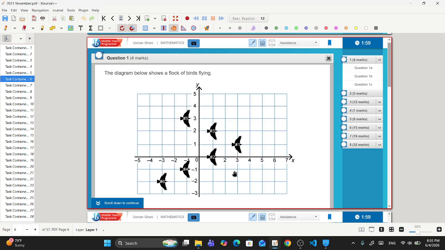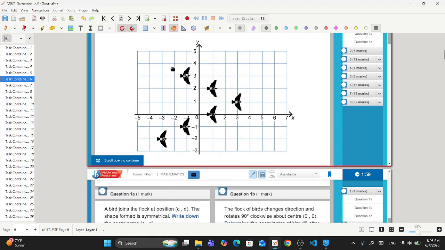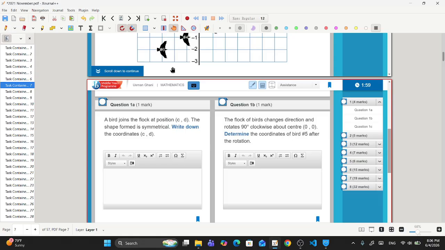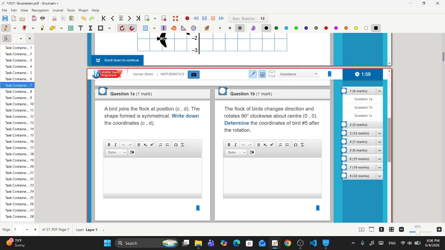The first question is talking about a flock of birds which is flying. The first part says the diagram below shows a flock of birds flying, and this is a complete 4 mark question. Part A says, a bird joins the flock at position C, D. The shape formed is symmetrical. Write down the coordinates. Now, this point basically tells us the answer. It is supposed to be a symmetrical shape.